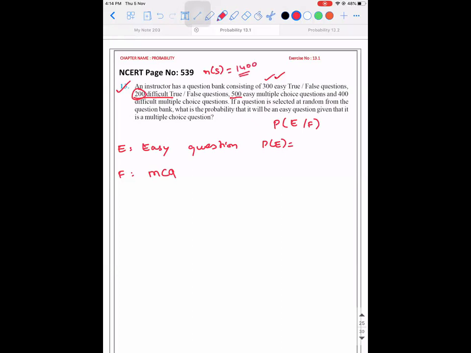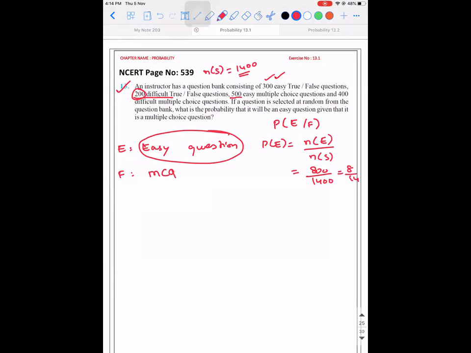So number of elements. Probability of E is the number of elements in E divided by the number of elements in the sample space. What is the number of easy questions? 800 by 1400. That will be 8 by 14.